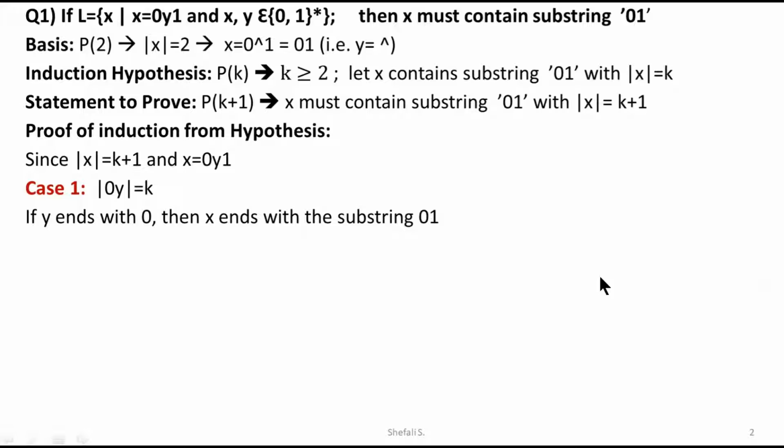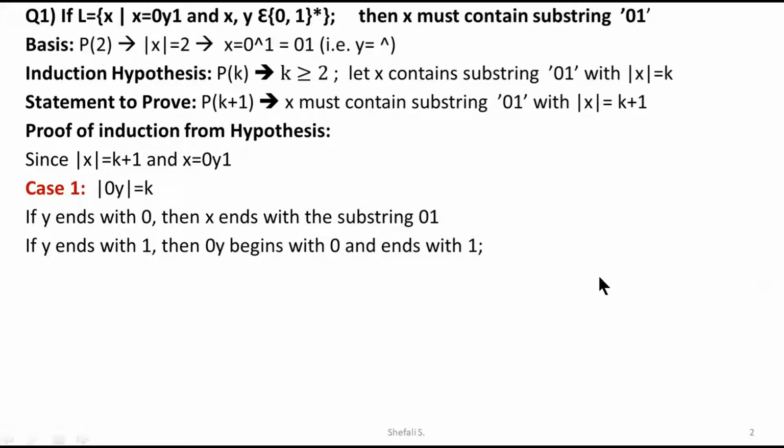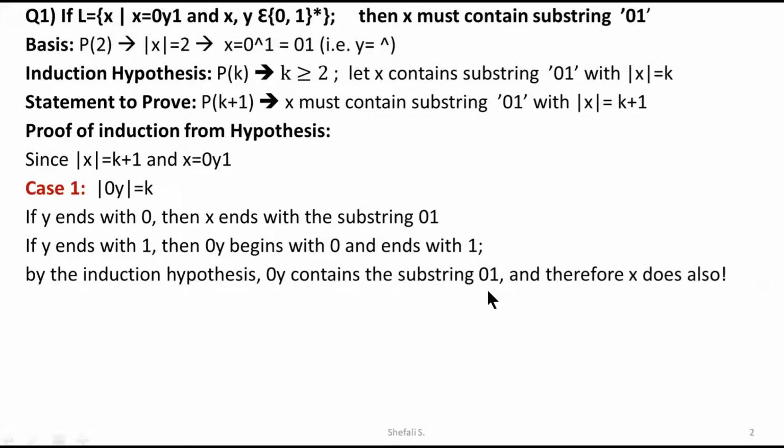Moving further, again the same discussion I would like to have here. If y ends with 0, then x ends in the substring 0, 1. I have just removed the quotations or indications of the meaning of your substring. And if y ends with 1, then 0y begins with 0 and ends with 1. So in that case, as discussed in the hypothesis, it also contains substring 0, 1. So it goes for whatever string x you are having, of size k plus 1, it is also containing substring 0, 1.